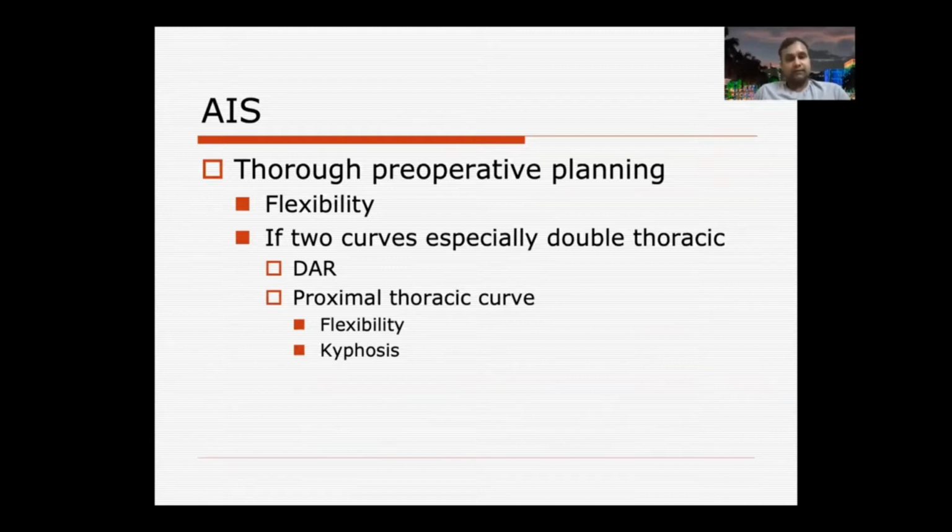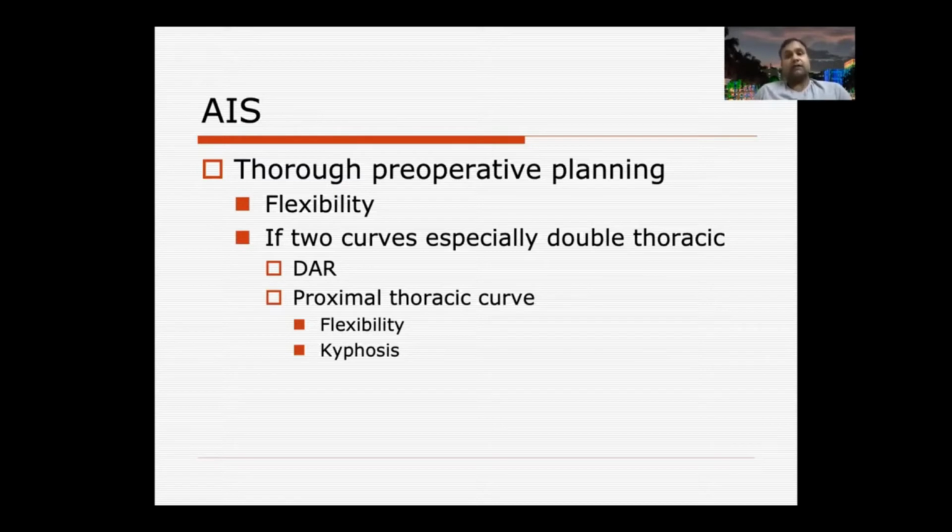We need to assess the flexibility of the deformity, which is very important to choose between the releases and the osteotomies. And whenever there are two curves or more than two curves, especially like double thoracic, I specifically look at the deformity angular ratio between the two curves.